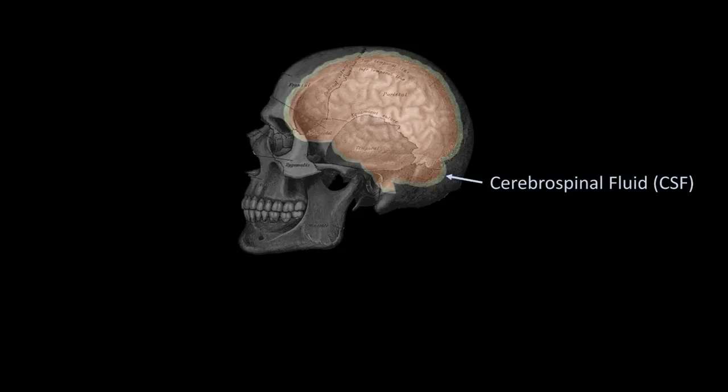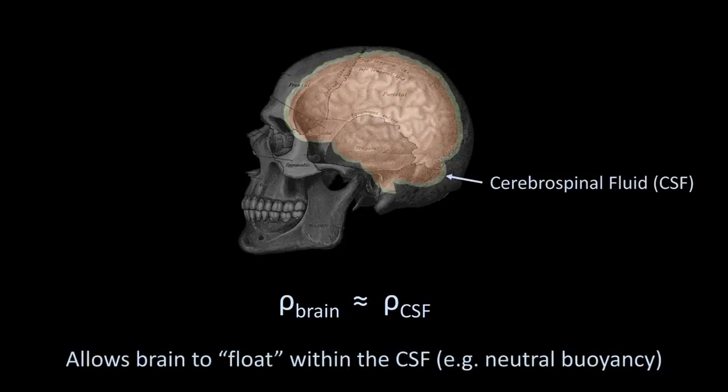The CSF has a number of functions, such as cushioning the brain during closed head trauma and serving as a microbiologic and physiochemical barrier. But the most crucial function is arguably related to the fact that the density of the brain is almost the same as the density of the CSF. This allows the brain to float within the CSF. In other words, it's an example of neutral buoyancy.